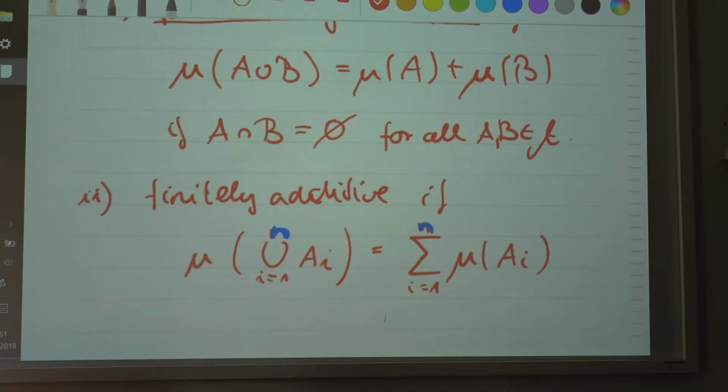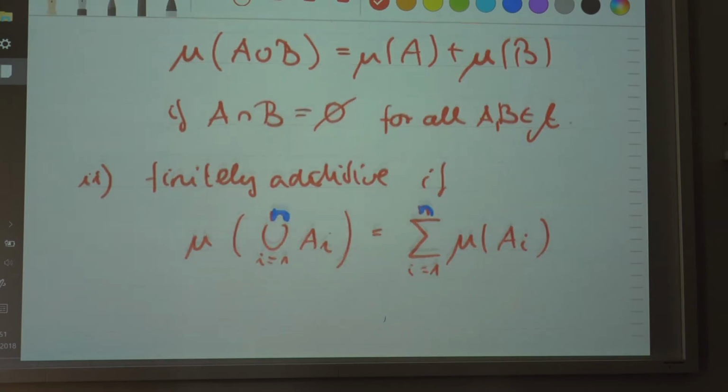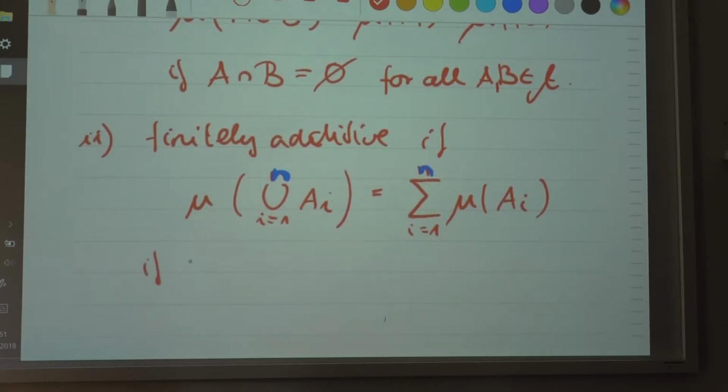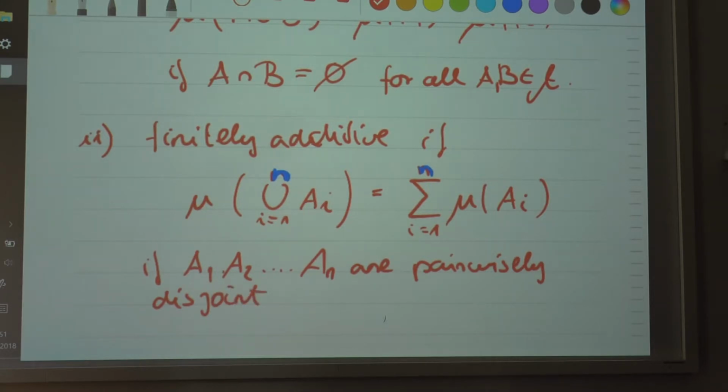So the image of the finite union of these pairwise disjoint sets is equal to the sum of the images. So let's say the sets A1, A2, up to AN are pairwise disjoint. What does it mean, pairwise disjoint? If you just take two of them and take the intersection of the two, what you get is the empty set. The intersection of any two of these sets will be empty.